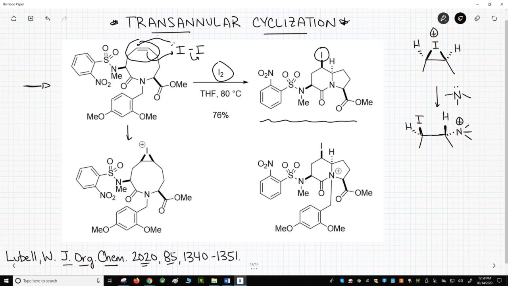Iodonium ions are easily opened by nucleophiles. Amide nitrogens are poor nucleophiles, but the proximity of this iodonium ion likely helps the reaction to occur. If we attack with the nitrogen lone pair, we'll simultaneously open the iodonium ion and form the second ring in the product. That gives the intermediate in the lower right with a positive nitrogen. The methoxy groups on the benzyl chain are perfectly positioned to break the CN bond and neutralize the nitrogen. That gets us to the final product.